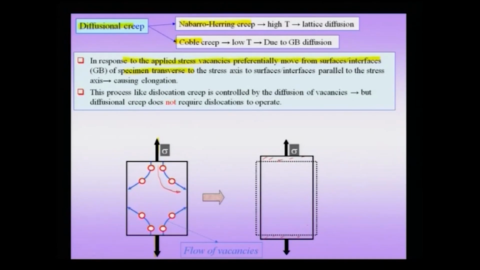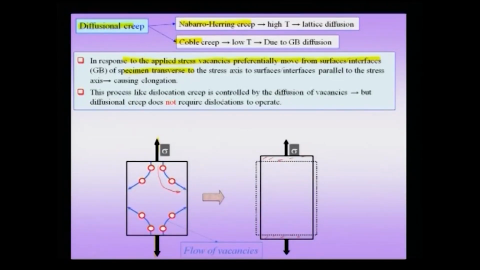And again, like the case of dislocation climb, this whole process is controlled by diffusion of vacancies, but it is needless to say, for this mechanism to operate we do not require dislocations. Dislocations are not required for purely diffusional creep. However, if you want the climb mechanism for creep to take place, there has to be diffusional flow.